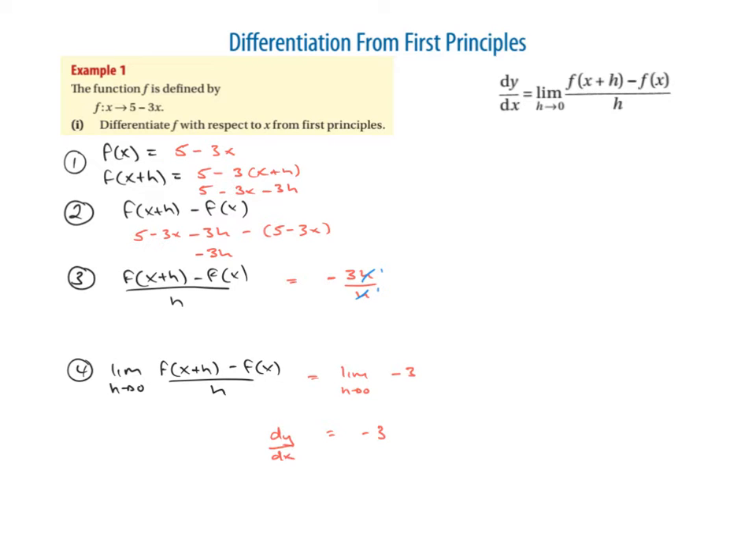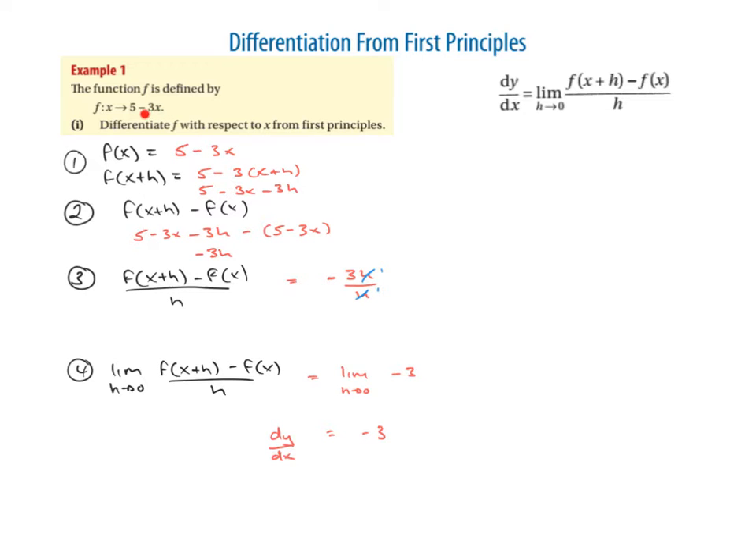We can also call it m if you wish, because at the end of the day it's the gradient. Remember, it's the rate of change. Now what does this mean? This means that our slope at any point of this function is equal to minus 3. And if you think about it, that would make absolutely perfect sense, because this is a straight line.